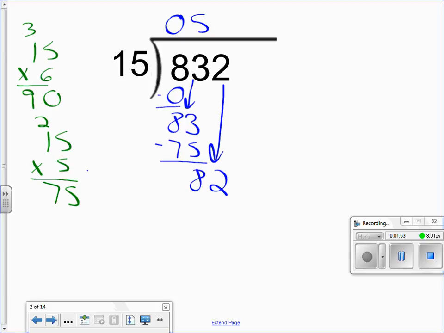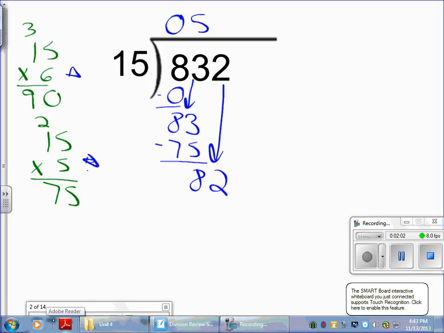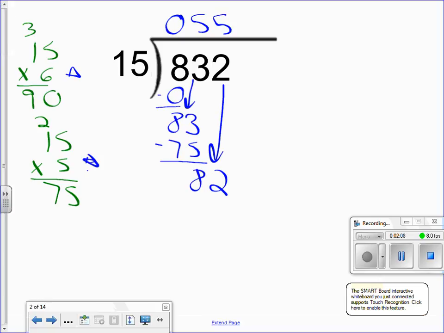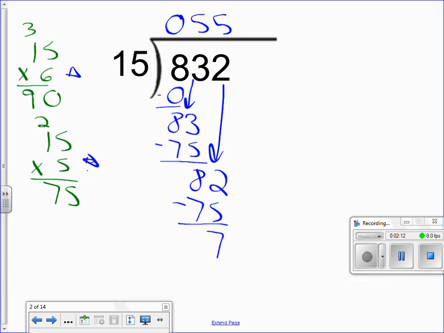How many times can 15 go into 82? Well, I'm going to take a look here on the side. Let's take a look. And looks like it goes in there 5 times because I've already done that math. 15 times 5 equals 75. Go ahead and subtract and get a 7. Are there any other numbers to bring down? There isn't. 7 becomes my remainder.